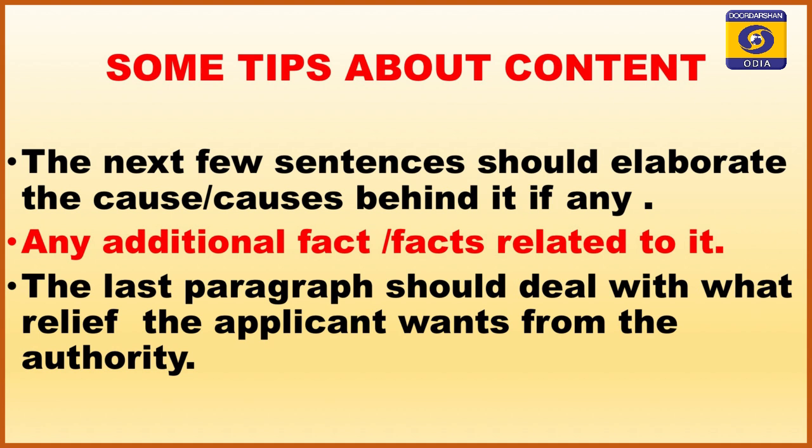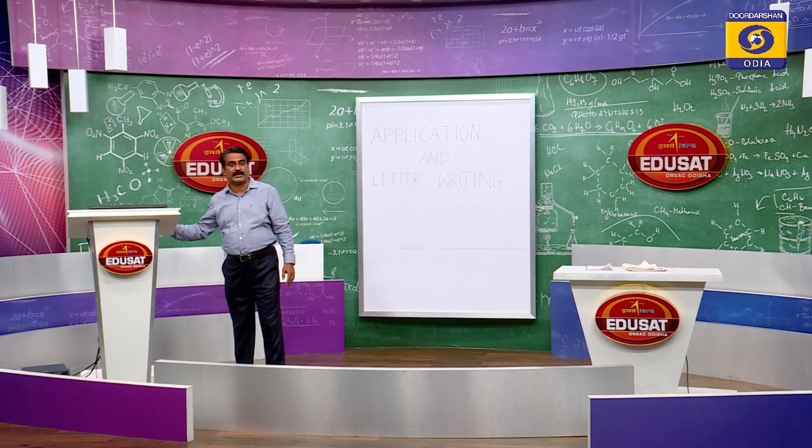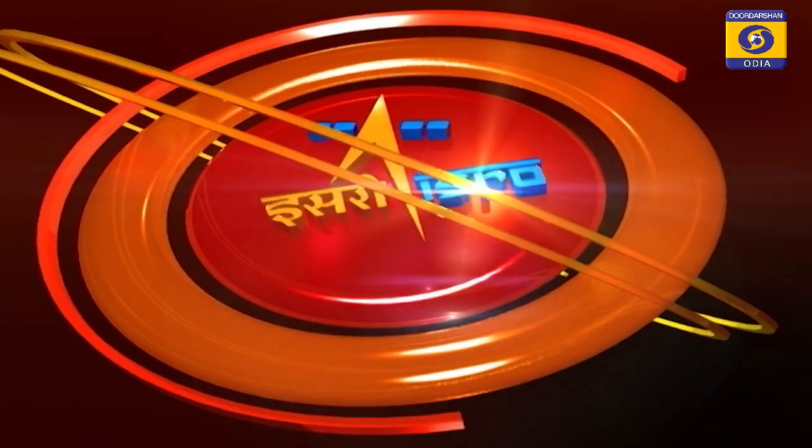Then the last paragraph should deal with what relief the applicant wants from the authority. Whatever you want from the authority, you should write it in the last paragraph. Let us come to know something more about this application writing, some general tips.